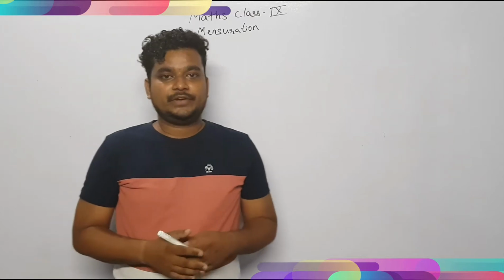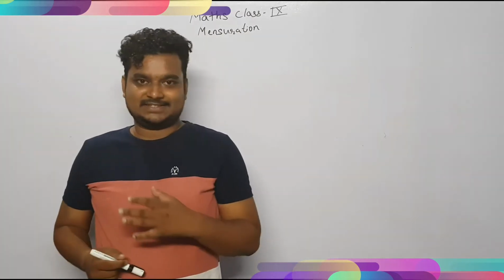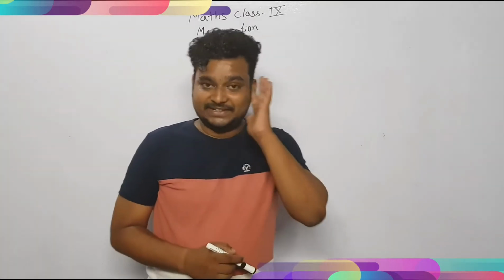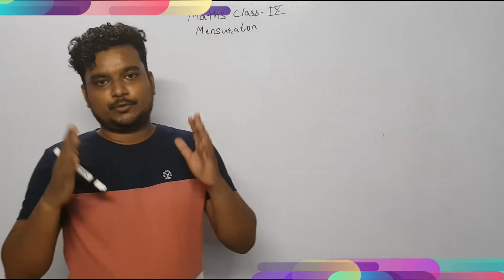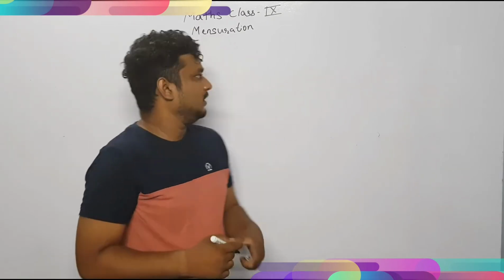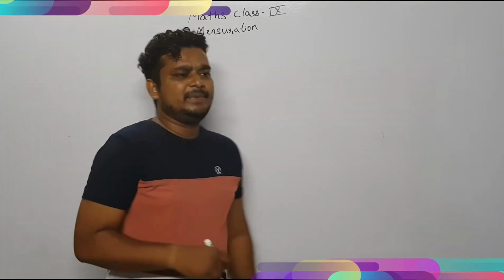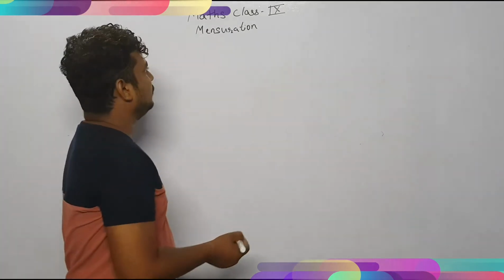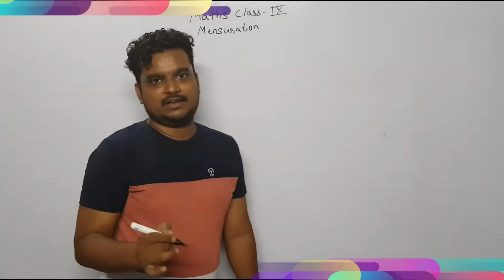Hello students, today we are going to start a new chapter of class 9 maths. The chapter name is mensuration. In this particular chapter, we are going to deal with the plane figures, or you can say two-dimensional figures. So first of all, the basic figure which we are going to use is the triangle.